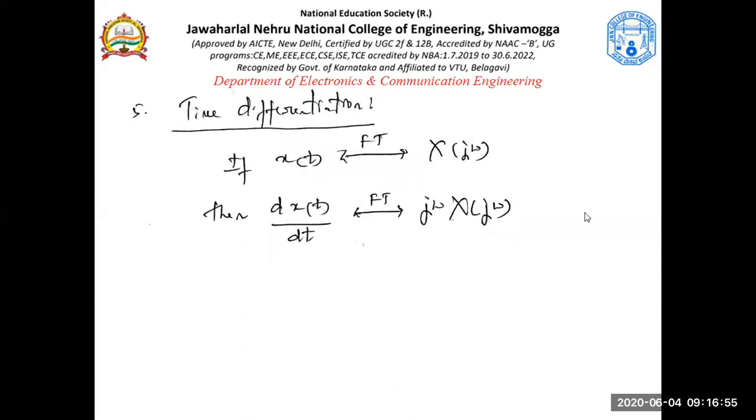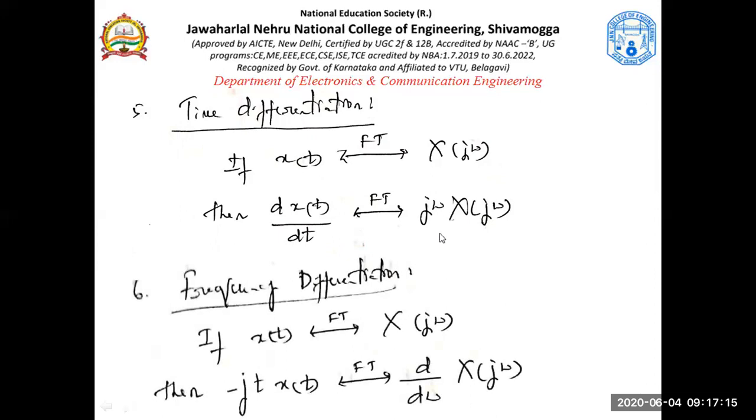Time differentiation. If you differentiate the signal in time, what would happen here? j omega gets attached here. If dx(t) by dt is there, then j omega gets attached here. This is again something that we have seen in the other transforms also.